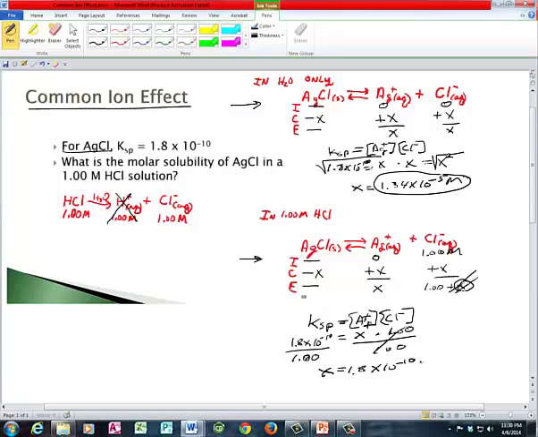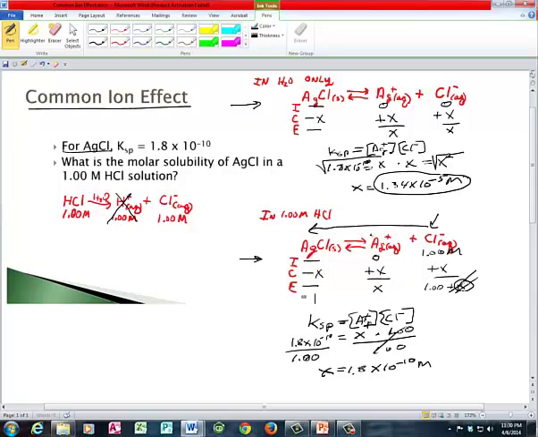Now, we can see how much our molar solubility has dropped due to the presence of the common ion. And this is due to Le Chatelier's principle. Since we have provided so much product in the form of the common ion, chloride ion, the reaction shifts hugely over toward the reactant side, and our molar solubility drops tremendously.